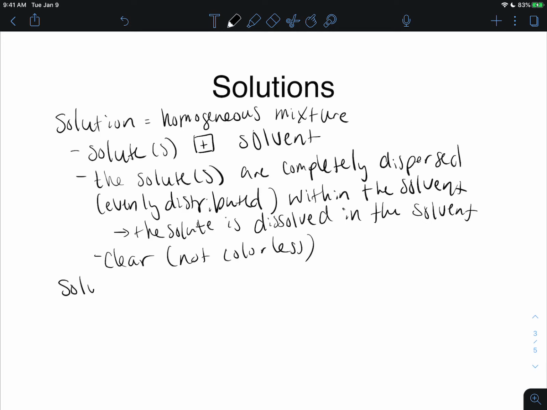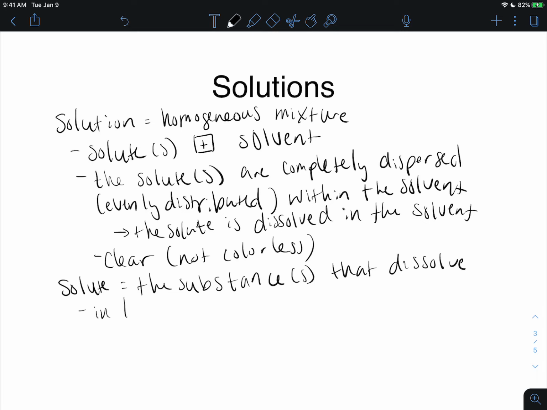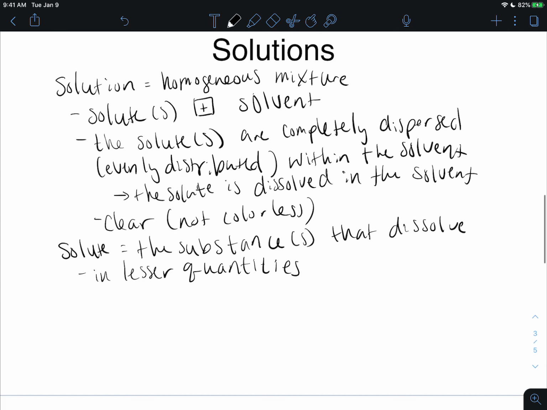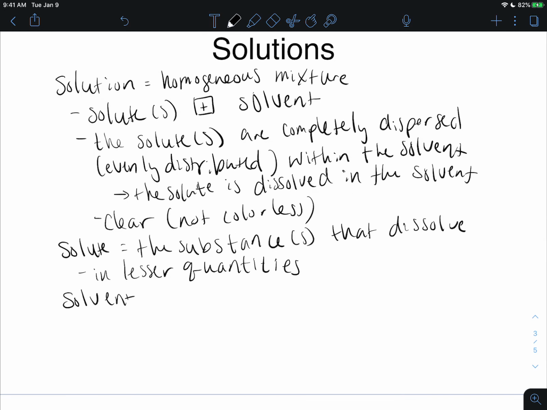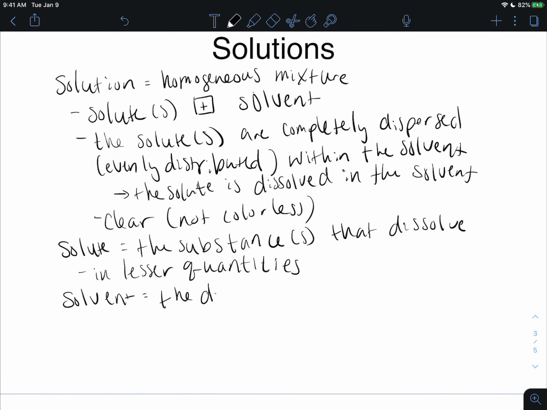Our solute or solutes are going to be the substance or substances that dissolve. They will be in lesser quantities. And then we have our solvent. This is the substance that dissolves everything, the dissolving substance. And it'll be in the greatest quantity.